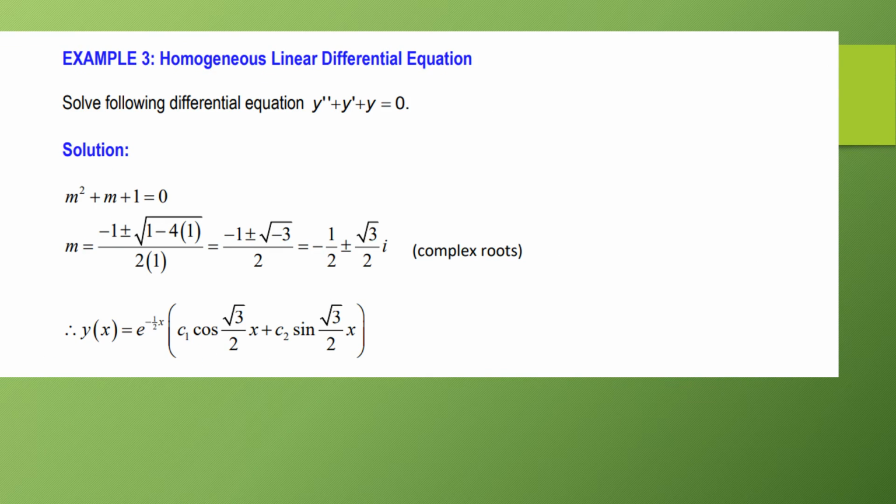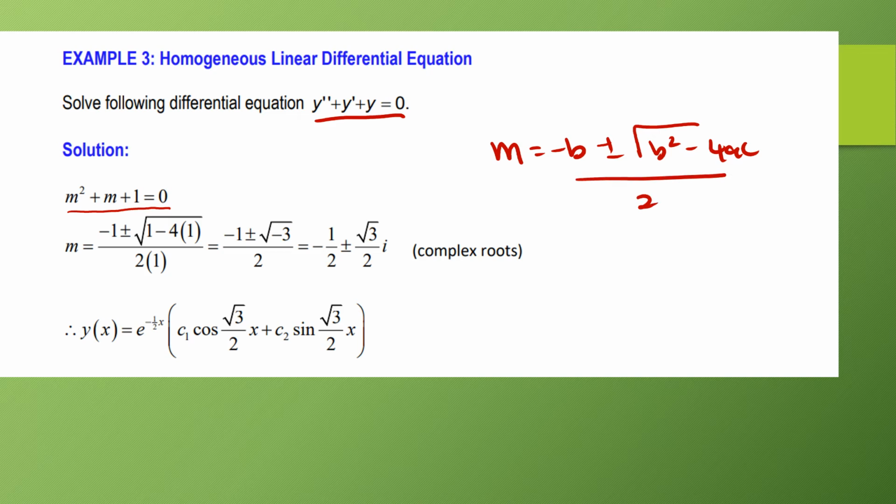In this example, we want to discuss how to solve the differential equation y double prime plus y prime plus y equal to 0. Based on this equation, we can form the auxiliary equation, which is m squared plus m plus 1 equal to 0. We cannot solve it by factorizing, so we need to use the quadratic formula, which is m equal to negative b plus minus square root of b squared minus 4ac over 2a.